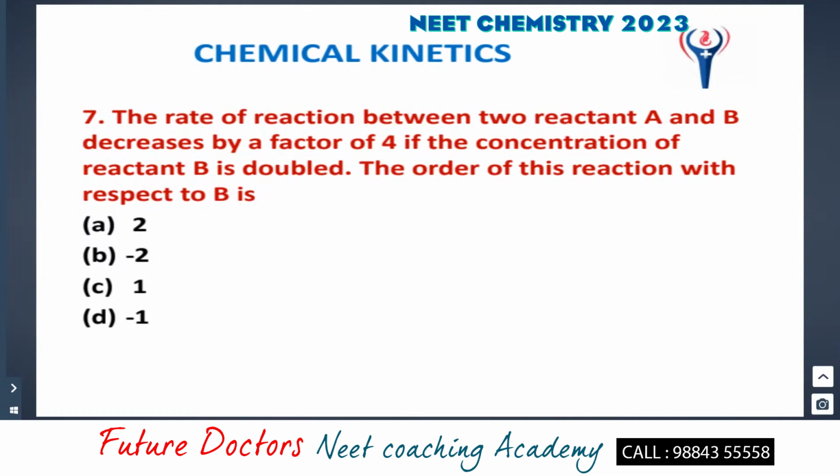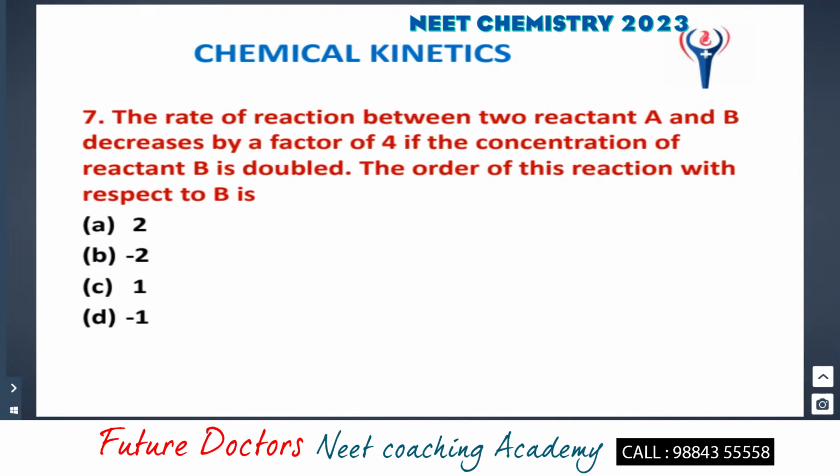Next one. The rate of reaction between two reactants A and B decreased by a factor of 4 if the concentration of reactant B is doubled. The order of reaction with respect to B is what? This is also similar to, I think, question number 5. But somewhat different one. There's a small change, but not exactly.